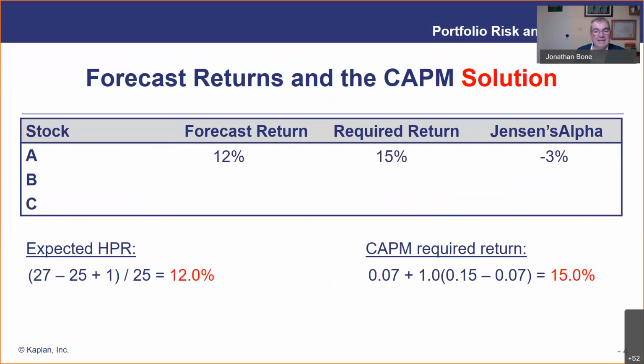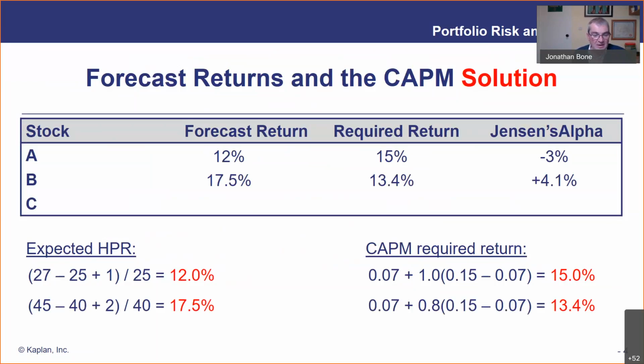So we're going to calculate Jensen's alpha, and Jensen's alpha is calculated as expected return minus required return. So 12 minus 15 gives us a negative alpha, and that tells us that this stock is an overvalued security. We need 15% to satisfy our required return, given its level of systematic risk, but it only generates 12%.